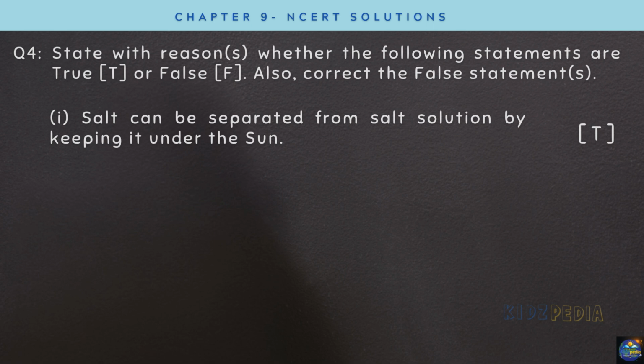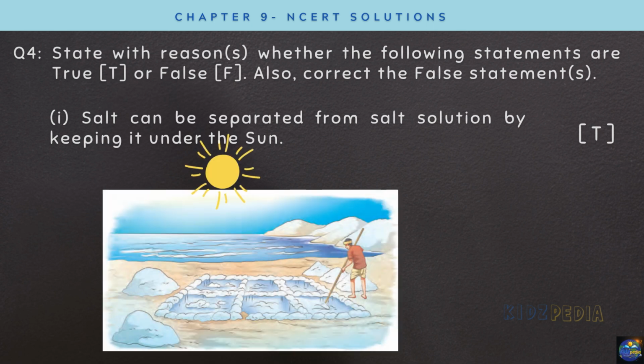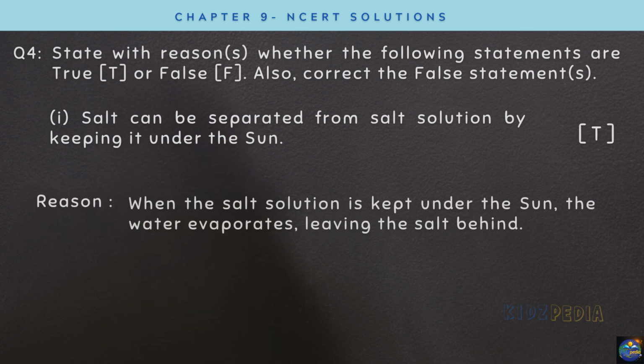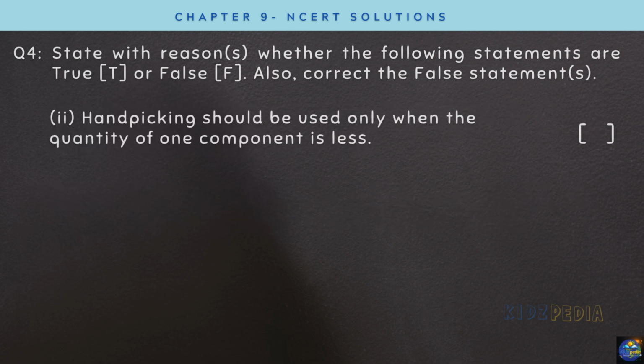This statement is true. When we keep a salt solution under the sun, the heat from the sun causes the water to slowly change into water vapor and escape into the air. This process is called evaporation. Since salt does not evaporate, it remains behind as a solid after all the water has evaporated. So, you can write the reason as when the salt solution is kept under the sun, the water evaporates, leaving the salt behind. Second one, hand picking should be used only when the quantity of one component is less.